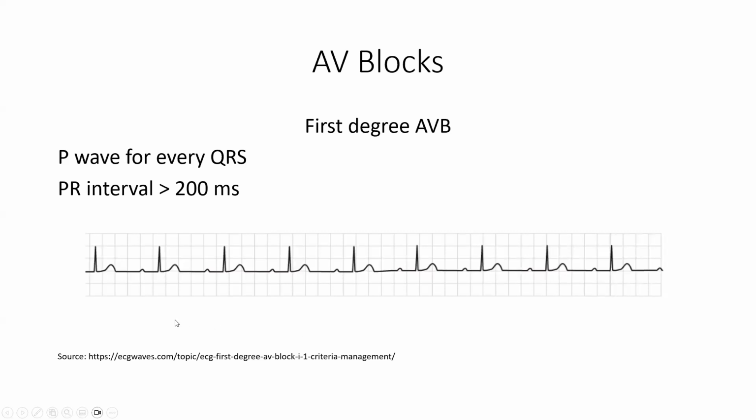Here's an example of first degree AV block. For every P, there's one QRS. It's just that the PR interval is longer than 200 milliseconds, probably closer to 280, 300. But everything still gets to where it needs to go. It just takes a little longer.